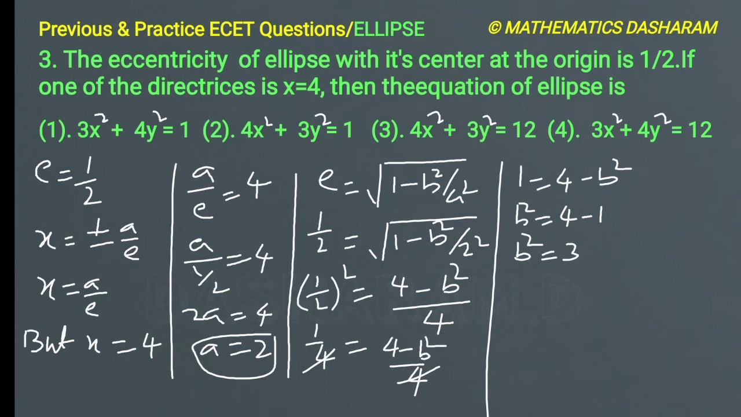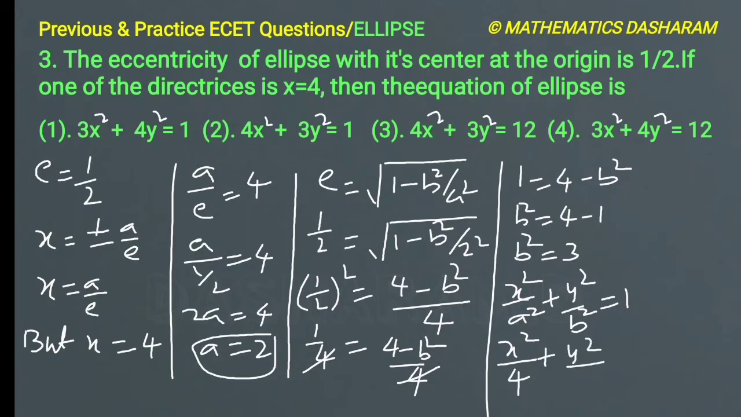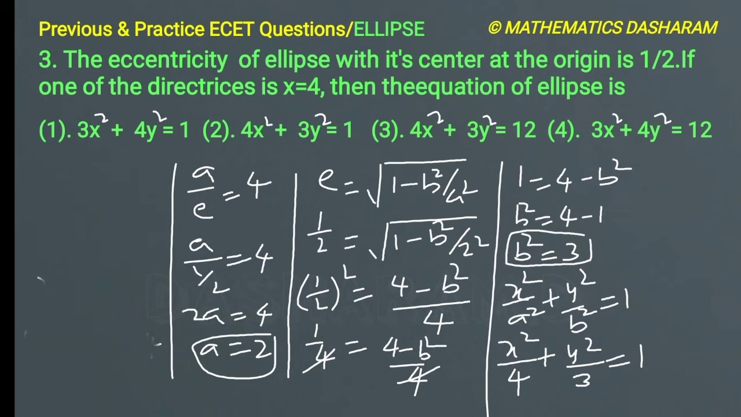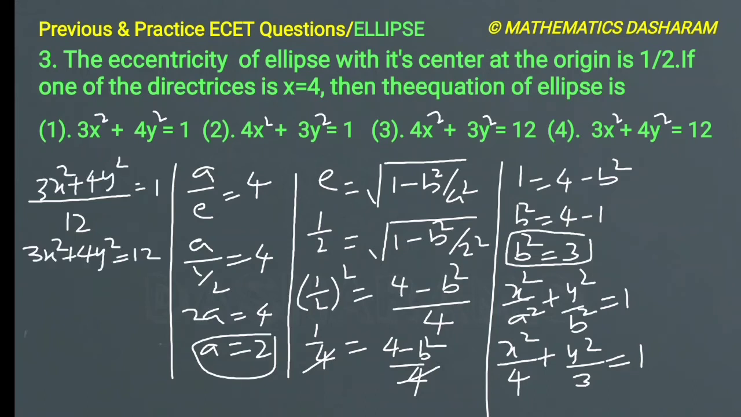Now let's take the standard form of the ellipse, that is x square by a square plus y square by b square equals 1. Let's substitute the a and b values in this. Here a value is 2, then a square means 4. Next y square divided by b square. You have the b square value directly, that is 3, equals 1. Now take the LCM. So here 4 comma 3, LCM is 12. So 3x square plus 4y square equals 12. So option 4 is correct.